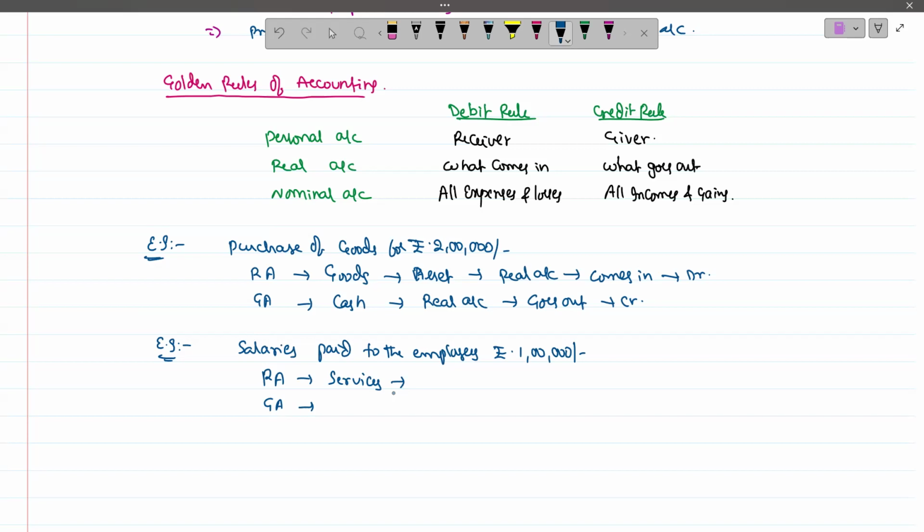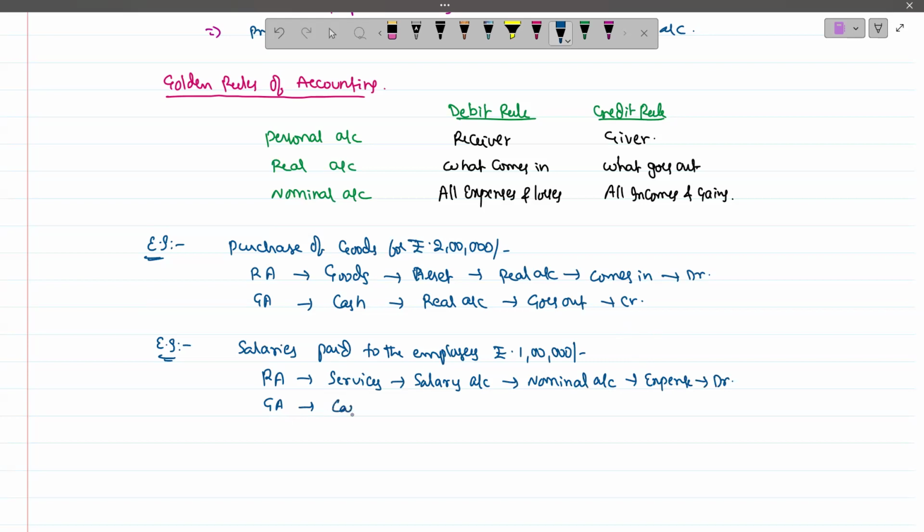So any amount spent for receiving these services is nothing but an expense. And it is represented with the name of that service. What we are paying here? Salary. Salary is a nominal account. And what is the rule for nominal account? All expenses and losses are debited and all incomes and gains are credited. So as it is an expense, that account is debited.